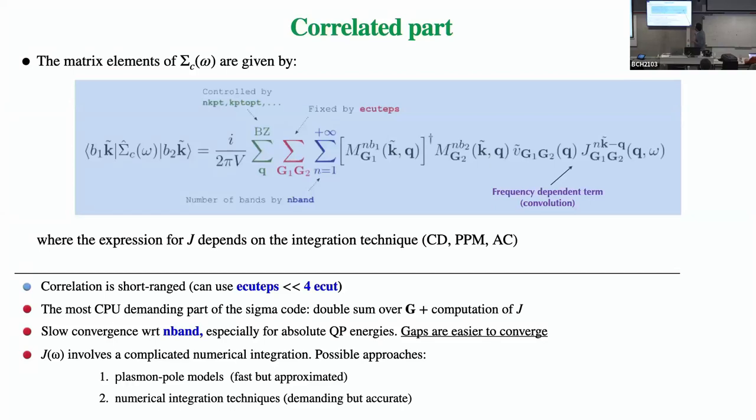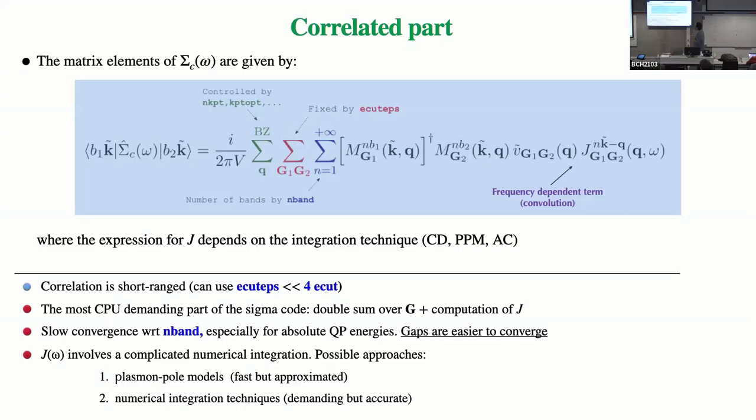Now, the problem is that this term here is frequency dependent, and the frequency dependence comes from this integral here. I'm not going to report it because it's really a nightmare. There are a lot of terms. But the main point is that several techniques have been designed in order to evaluate this integral as a function of omega as fast as possible and with reasonable accuracy. There are two techniques that are commonly used in this field. The first one is a plasmon-pole model that is an approximation but is fast and usually works nicely for states around the gap.